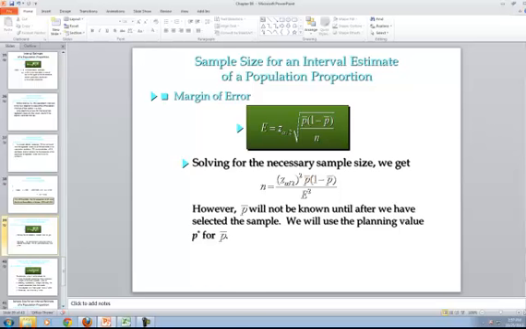As with the population mean, there is also an analogous formula for computing the margin of error, and from that, solving for the necessary sample size. However, the key point here is that we do not know p bar until after we have selected the sample size. Because remember, right, we first decide on the sample size here, we sample the people, and then we get p bar. So we will have to use the planning value p star.